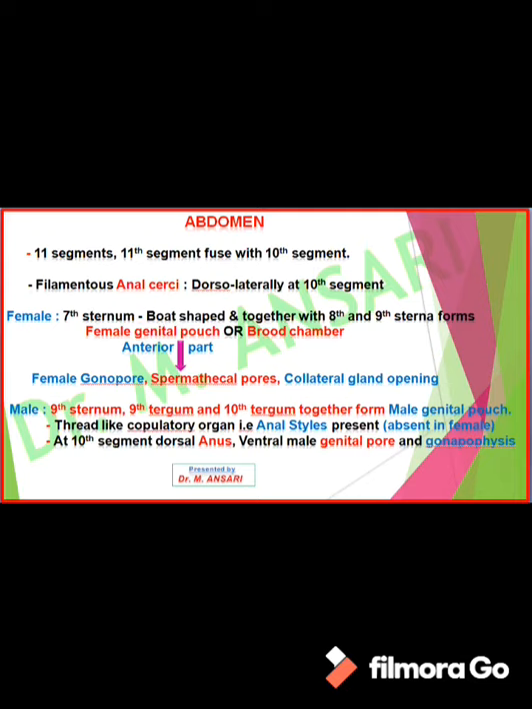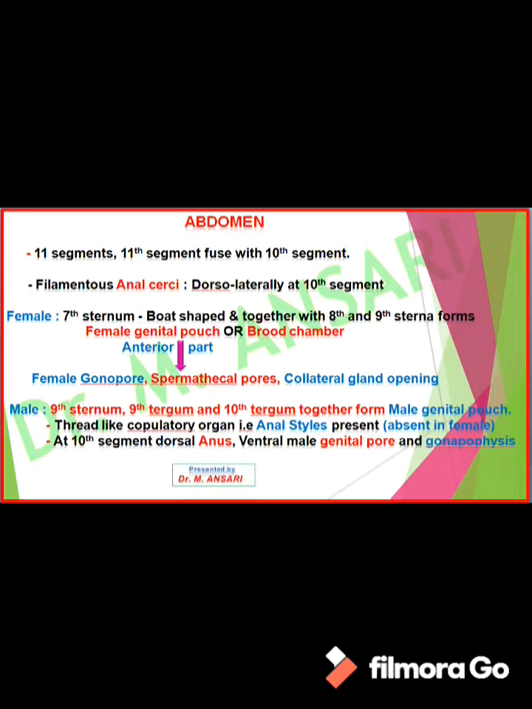In female, the 7th sternum is boat shaped, which together with the 8th and 9th sterna forms the female genital pouch or brood chamber. At the anterior of this brood chamber, a total of 5 openings are present. One opening is of the female gonopore, 2 openings are of spermathecal pores and 2 openings are collateral gland openings. Like this, a total of 5 openings are present at the anterior-most middle part of this brood chamber.